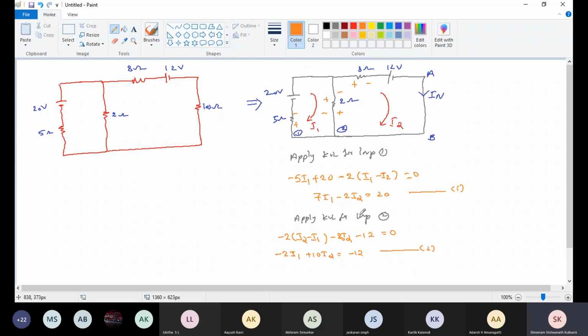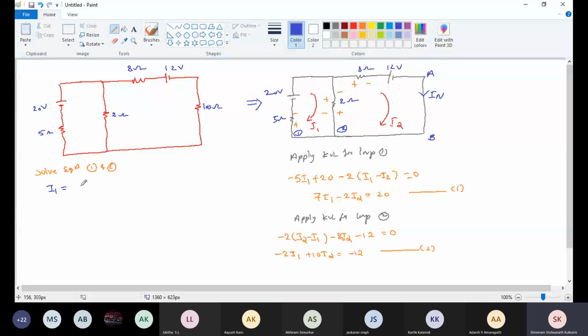Now I got equations 1 and 2 from two loops, two loop currents, two equations. So I need to solve equations 1 and 2: 7 I1 minus 2 I2 equals 20, and minus 2 I1 plus 10 I2 equals minus 12. Solve them, then tell me the answer for I1.